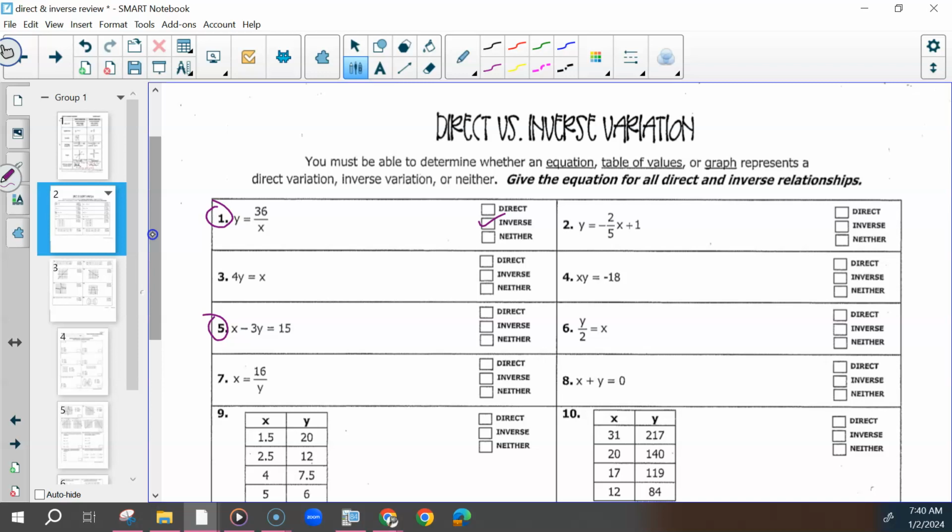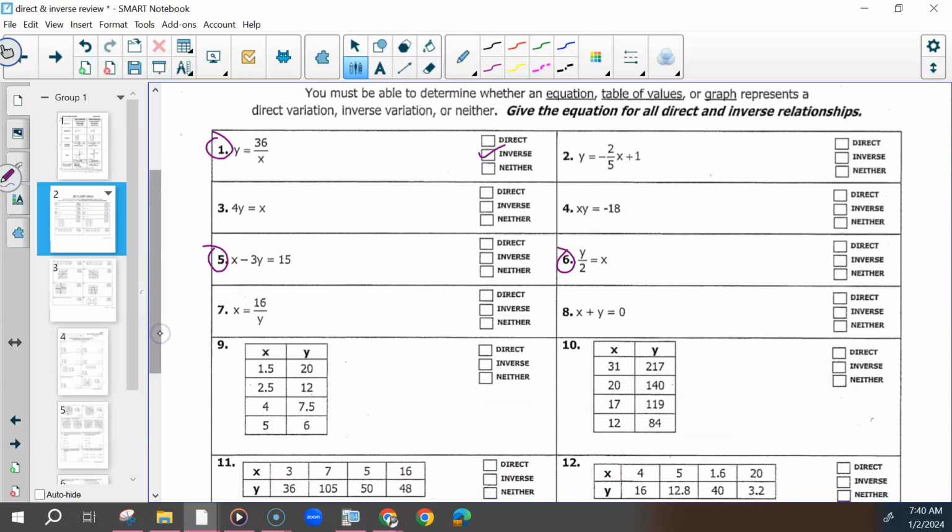What do we do if it's not in that format, like if it wasn't inverse? Pick one that's not in that format. Number 6. So we'll do 5 first and then we'll go to 6.